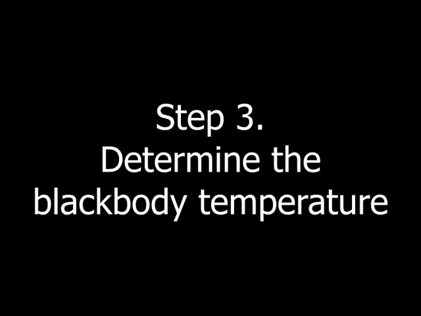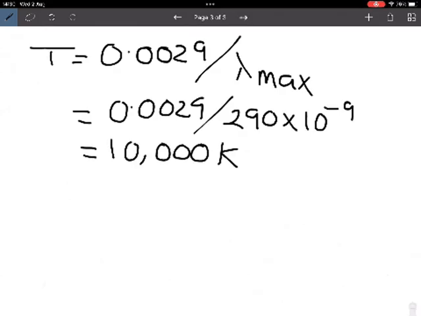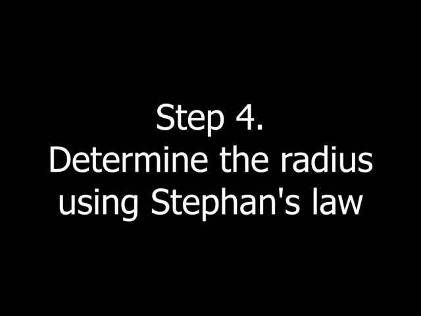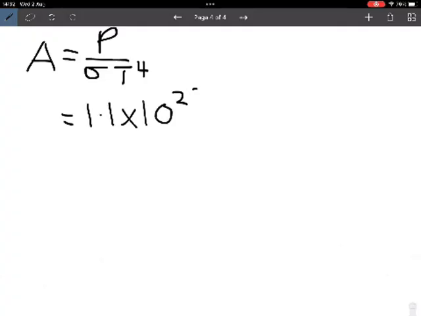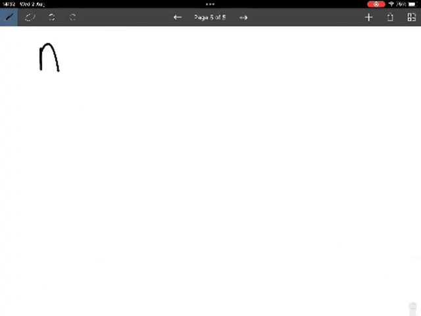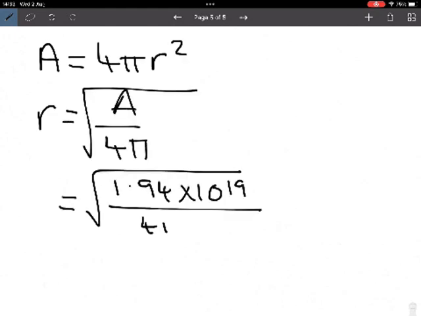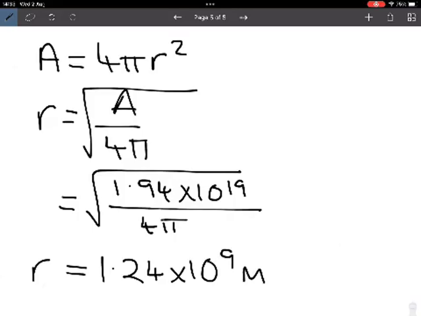Third, we determine the blackbody temperature. From Wien's displacement law, with lambda max at 290 nanometers, we obtain a blackbody temperature of 10,000 Kelvin. Finally, we use Stefan's law to determine the radius. Substituting in the numbers from the previous calculations, we obtain a radius of 1.2 times 10 to the power of 9 meters, which is about 1.8 times the radius of the Sun.